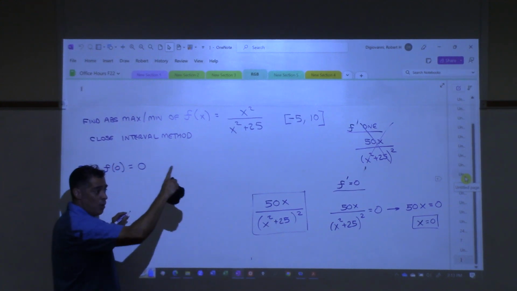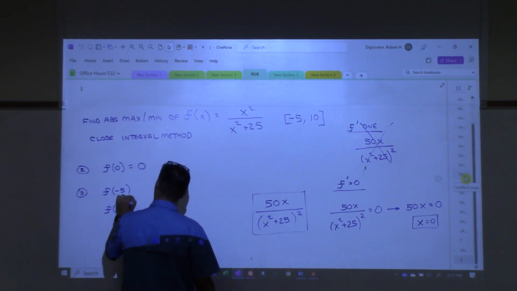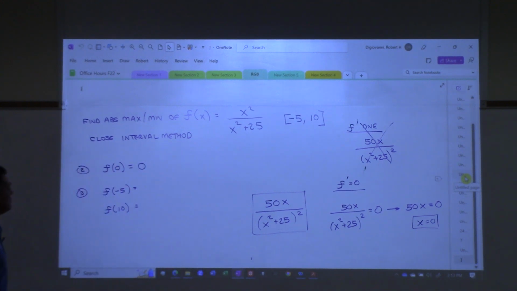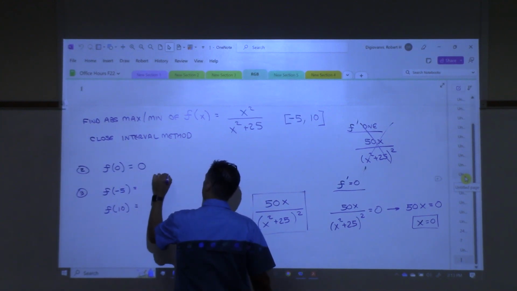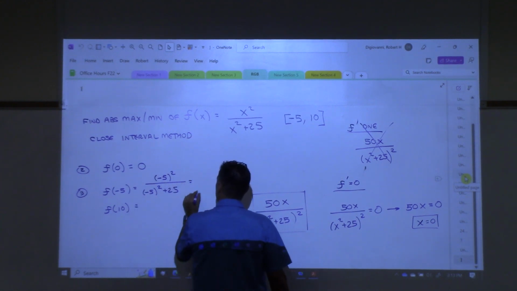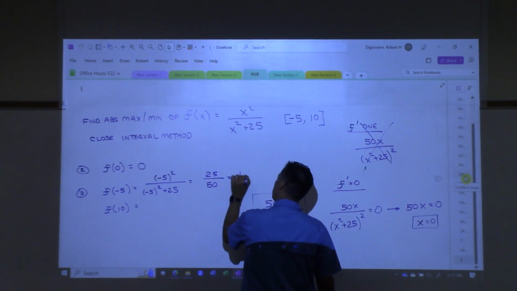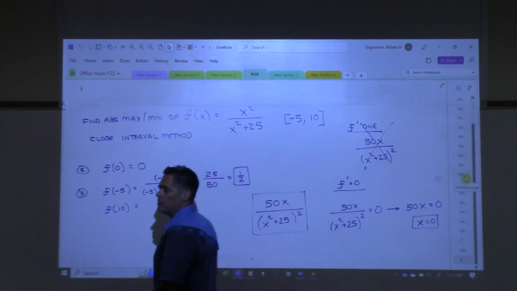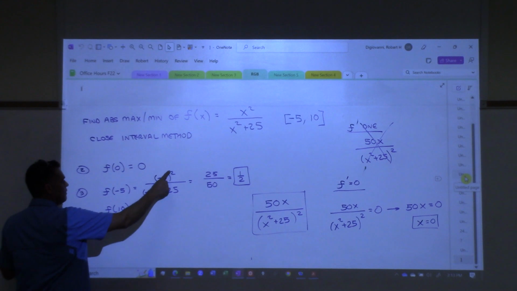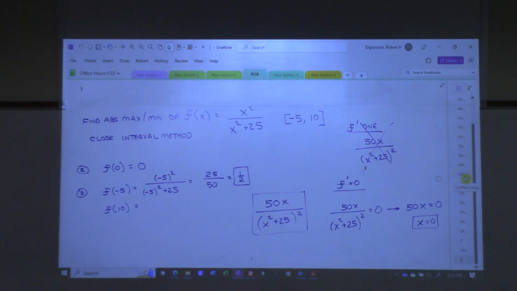We plug the 2 endpoints into the original function. Negative 5 and 10. What happens when we plug in negative 5? Oh, that's going to kind of suck, but we do negative 5 squared over negative 5 squared plus 25. That's 25 over 25 plus 25, which is 50. You get a half, right? Y'all got that? 25 plus 25, that's 50. 25 over 50 is a half. So far, 1/2 is the biggest. All right, let's plug in 10.